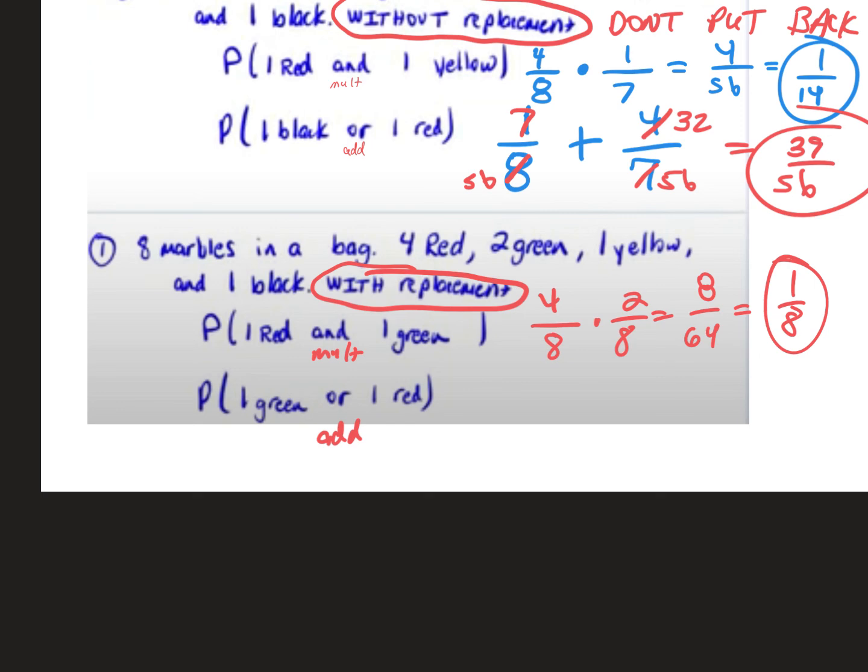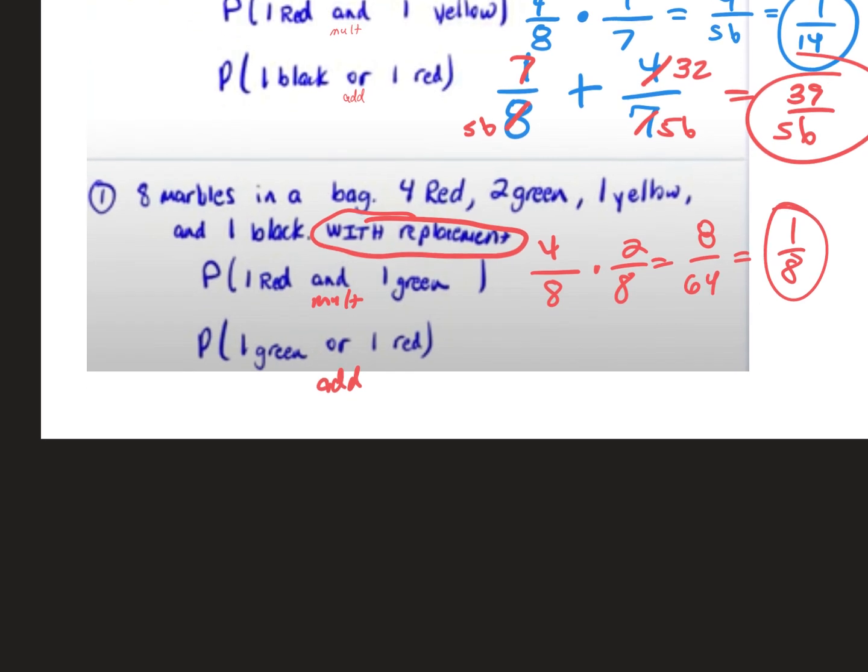Now when we have and, we multiply. When we have or, we do what? Add. So again, this time I want a green or red. So 2 out of 8 are green plus, how many reds? 4 out of 8. So what does this become? 6 out of 8, because the denominator is the same, we can just add across. So then this becomes 3/4, right?